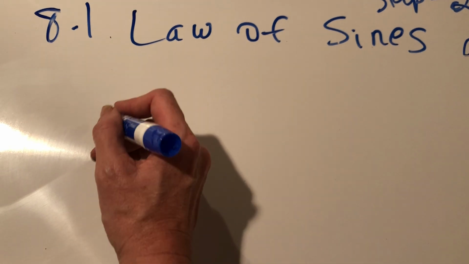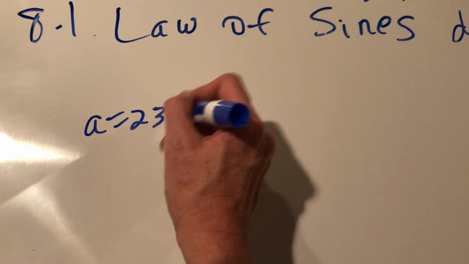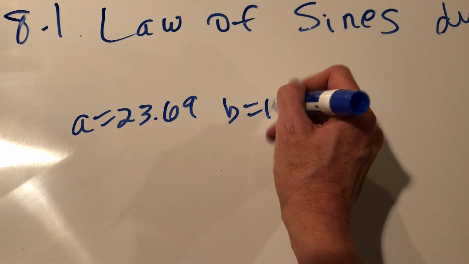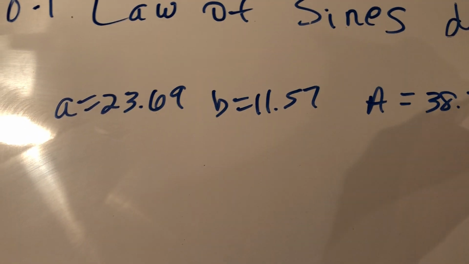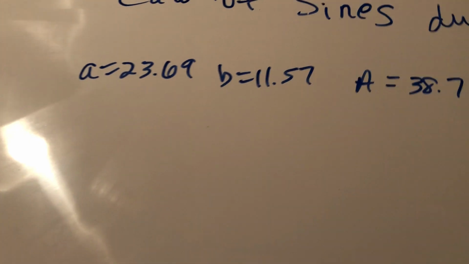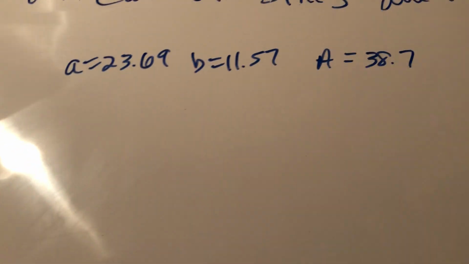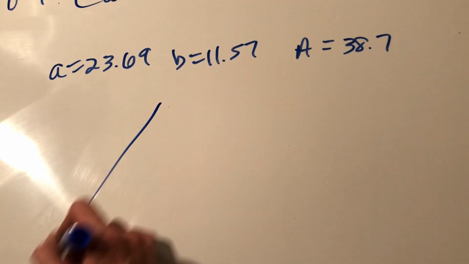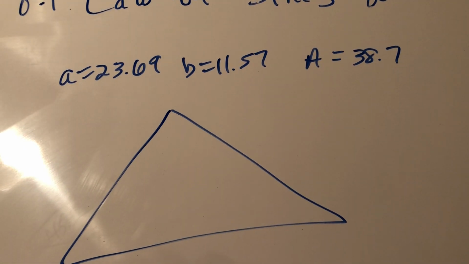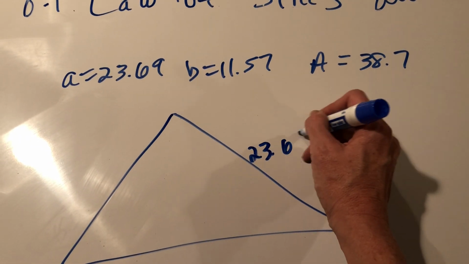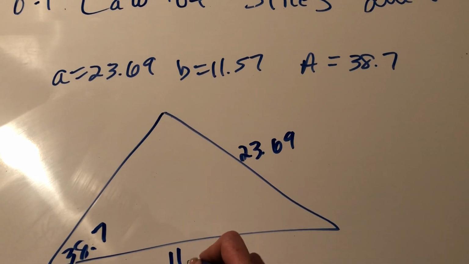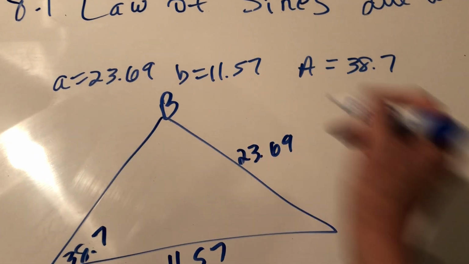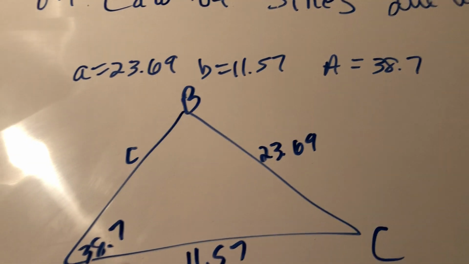Okay, so let's see. A is 23.69, B is 11.57, and angle A is 38.7. So if I draw my triangle, A is 23.69, angle A is 38.7, side B is 11.57. That'll put angle B up here. This is angle C and side C. This is angle A.